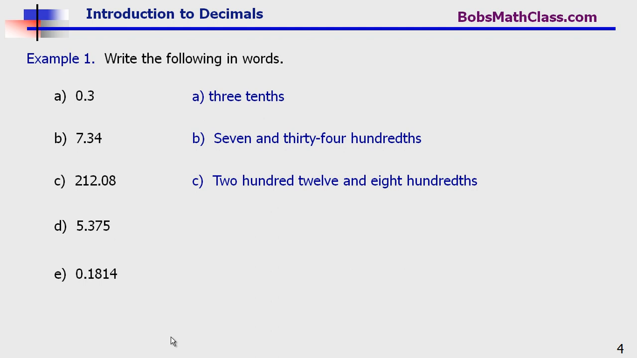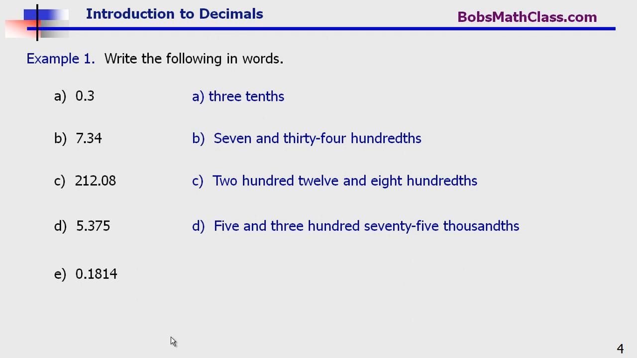Okay. D. That would be 5 and the number after the decimal point, there's 3 numbers. So that would be 375. So 5 and 375. And then what place is the last digit in? The 3rd place after the decimal would be the thousandths. Again, don't forget that hyphen between the 70 and the 5. You don't want to lose points on the test because you didn't put the hyphen between the 70 and the 5.